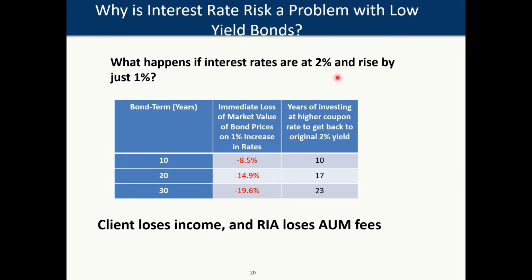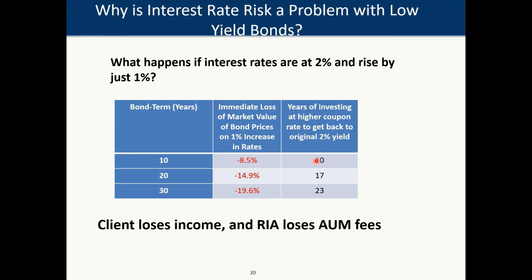But the fact is that interest rates rise. It will take you 10 years of investing in a 10-year term bond just to get back to the 2% yield that you projected. So for those first 10 years, your clients are at a loss, and again, exposed to sequence of return risk. If they're in 20-year bonds, it'll take them 17 years. If they're in 30-year bonds, it'll take them 23 years just to get back to the 2% yield that was projected in your financial planning scenario.